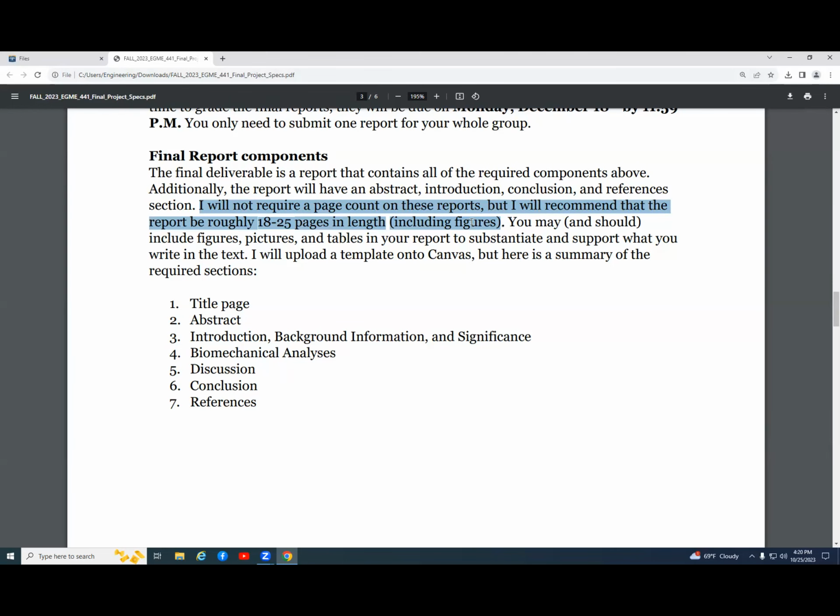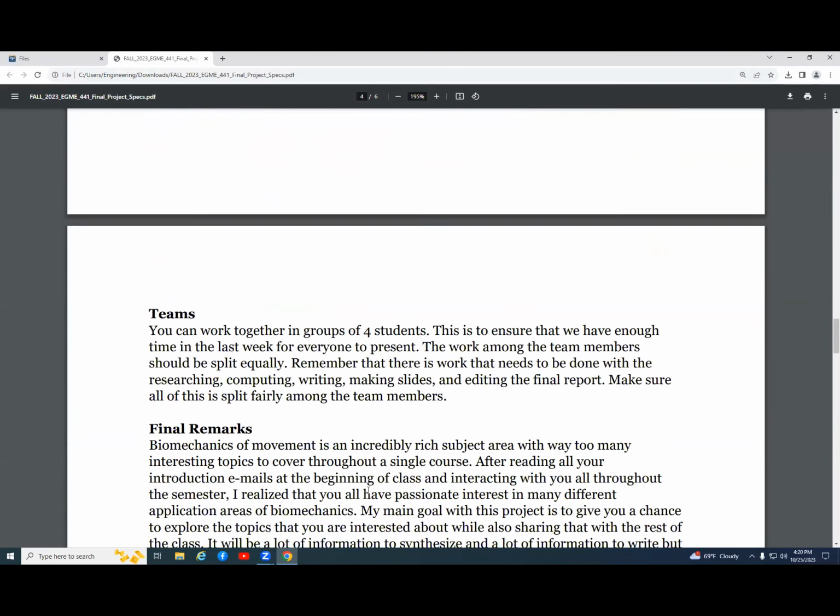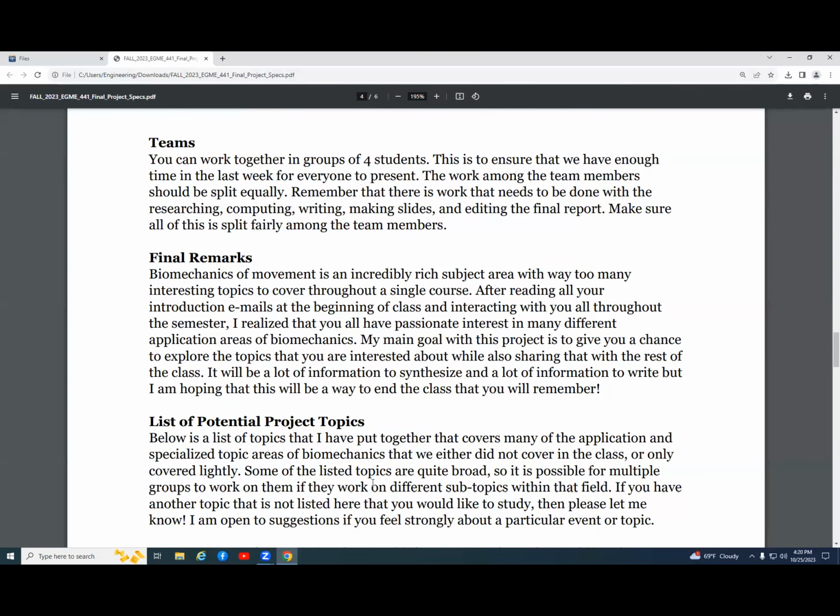Okay. Teams. This is a team project, and so this is something that you're going to work together on with other people in the class.